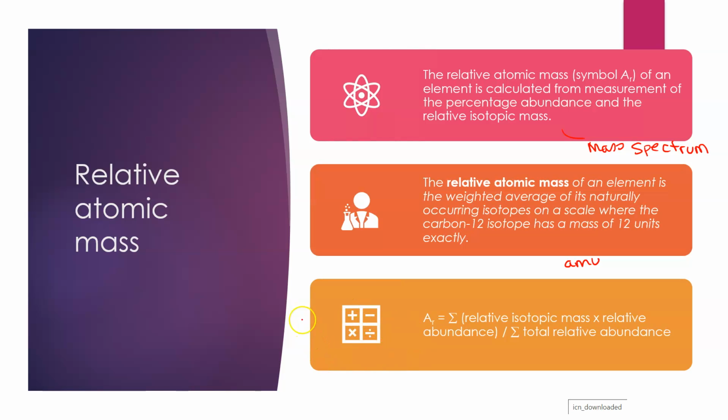The formula that we use is that the relative atomic mass is equal to the sum of their isotopic masses multiplied by the relative abundance divided by the total abundance, or essentially 100. So we're going to take our isotopic mass from the mass spectrum, multiply it by the percentage abundance that it has, so 75% or 85%, and then we're going to divide by the total abundance, which for anything in a percentage is 100.